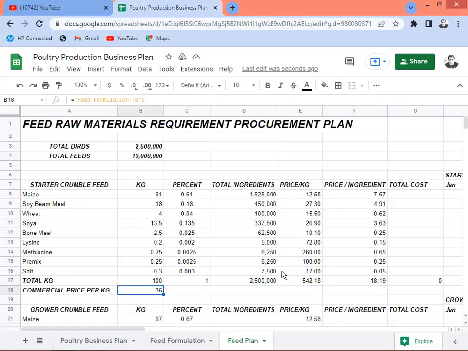And the commercial that we're buying is 36. But you will say that the overhead is not included here, the production is not. This only covers the cost of the raw materials. But the overhead is minimal also.